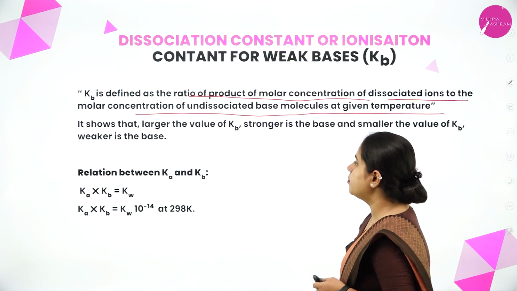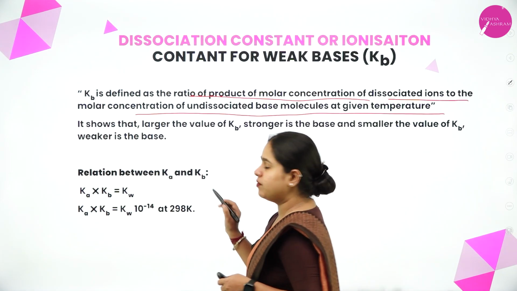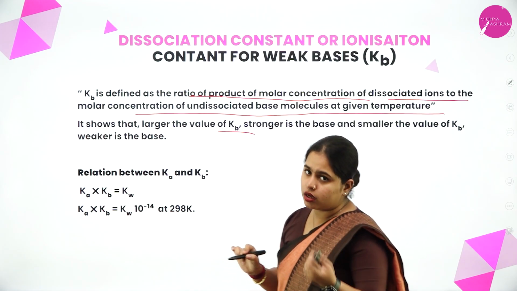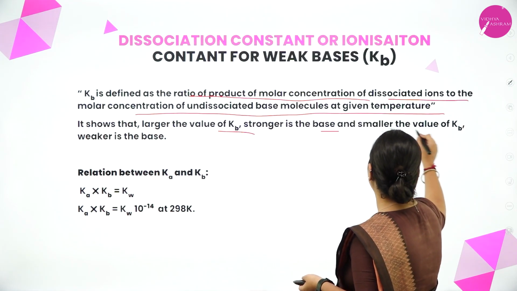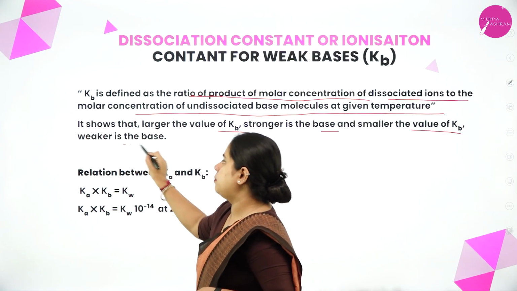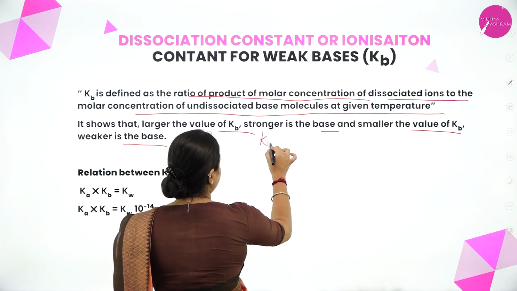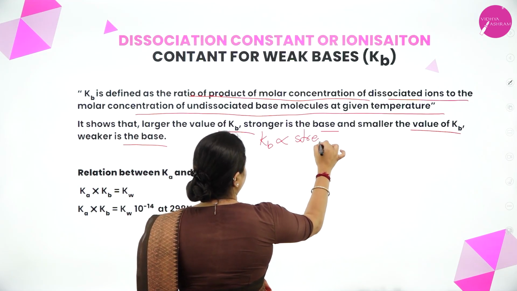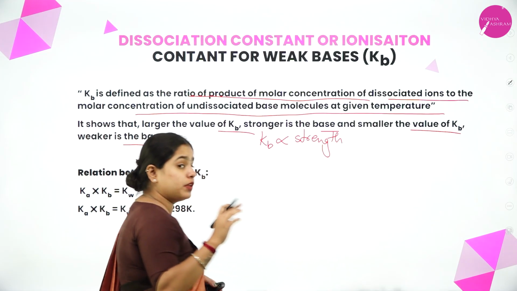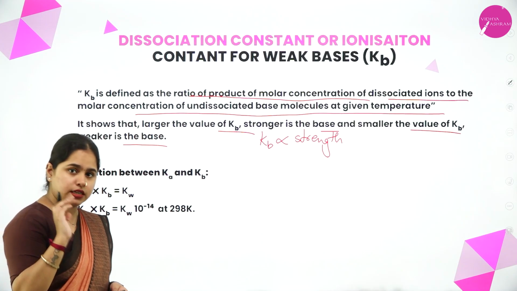So I hope it is clear. Now it shows that again in the same way, larger the value of Kb, stronger will be the base, and smaller the value of Kb, weaker will be the base. So I hope it is clear. Again in the same way, when the value of Kb is more, strength of base will be more, and when the value of Ka is more, strength of acid will be more.